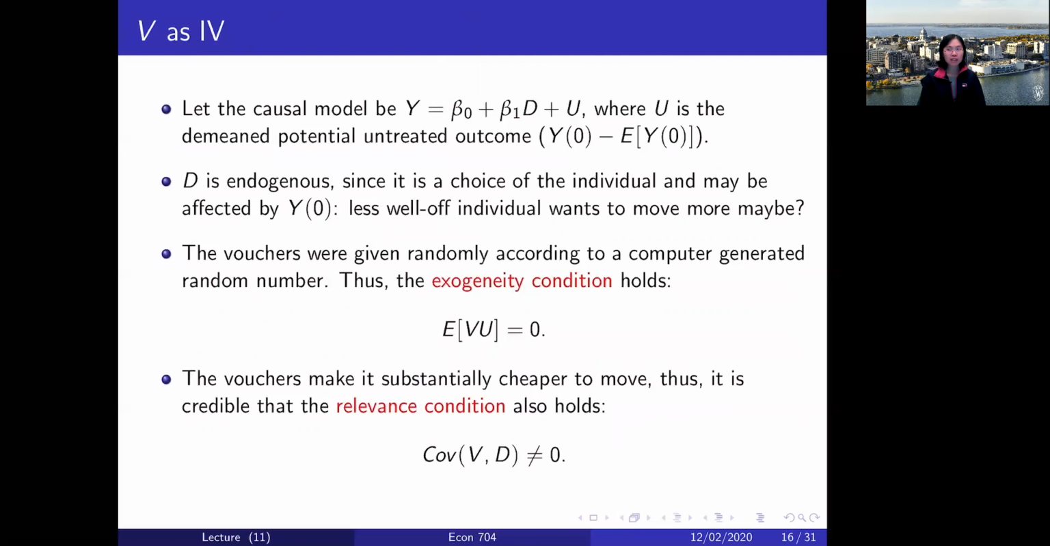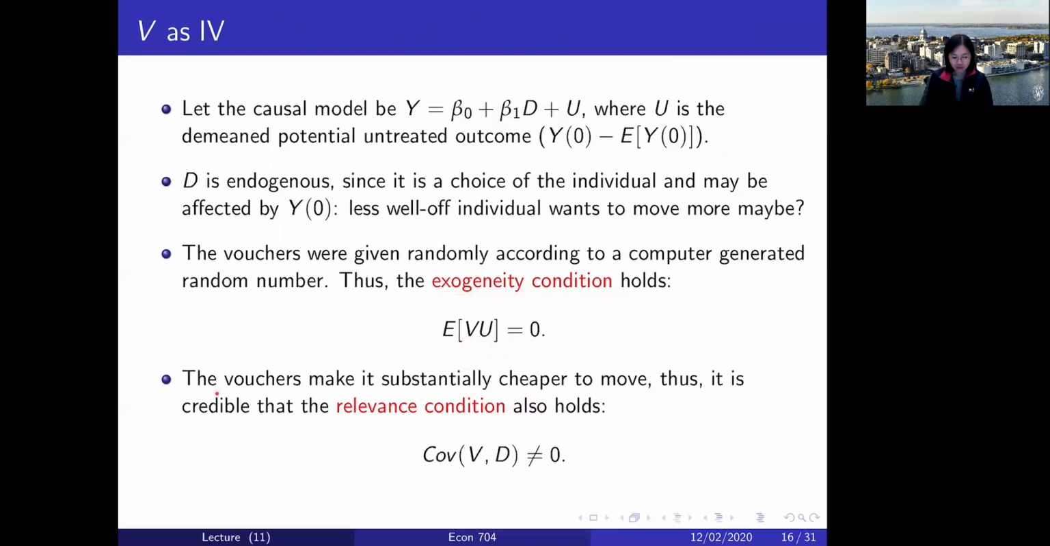So in this setting, because V is randomly assigned, V and the structural error term U are uncorrelated. If you take the potential outcome framework, U is the potential untreated outcome, and that is uncorrelated with voucher assignment, because the voucher was randomly generated. So the voucher assignment dummy variable is exogenous and satisfies the exogeneity condition.